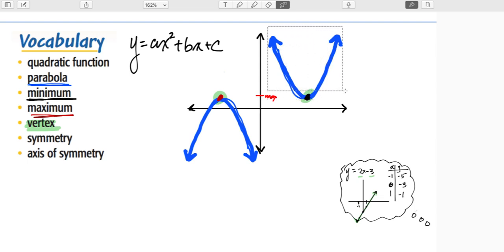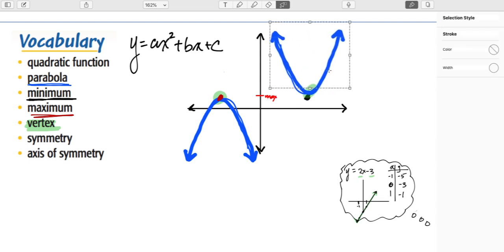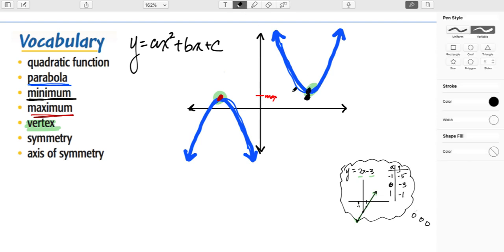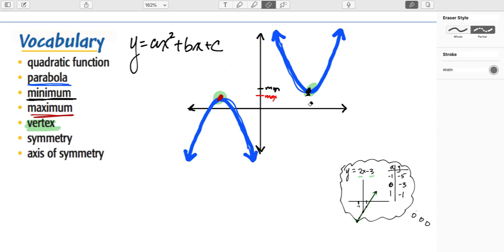Whatever the y value is over here, I lost my vertex. Whatever my y value is over here, that's going to be my minimum for this particular equation. Are you guys with me? Does that kind of make sense?